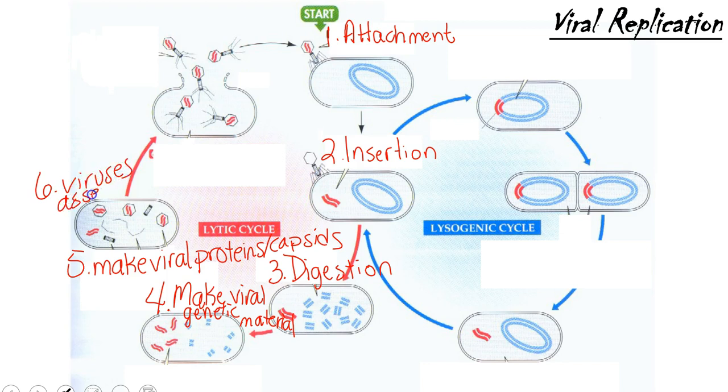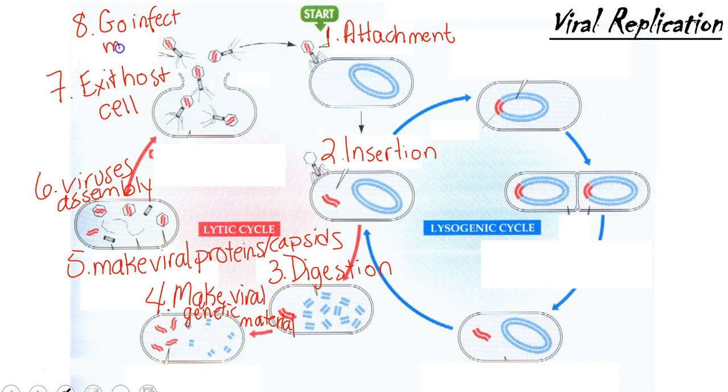And they do this spontaneously. The cell doesn't need machinery to put them together. The virus capsids and nucleic acid just come together. And then once those viruses are assembled, they come out of the host cell. And then they move on to go infect more host cells. All right, and the cycle starts all over again.